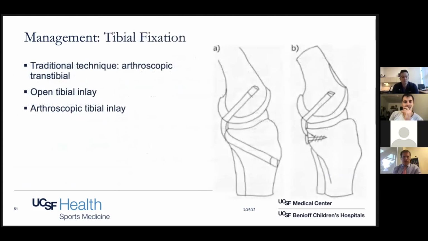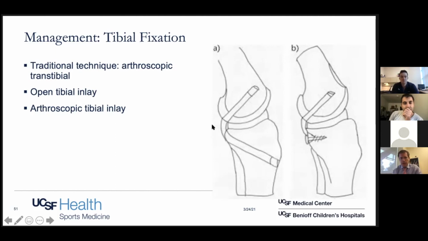And then with tibial fixation, there are two primary thoughts. So one is a traditional technique where you have a transtibial tunnel. So you're just drilling all the way through, and then you have your tunnel on the femoral side, and then pulling that up and fixing it. You can also, some people will do an open tibial inlay.